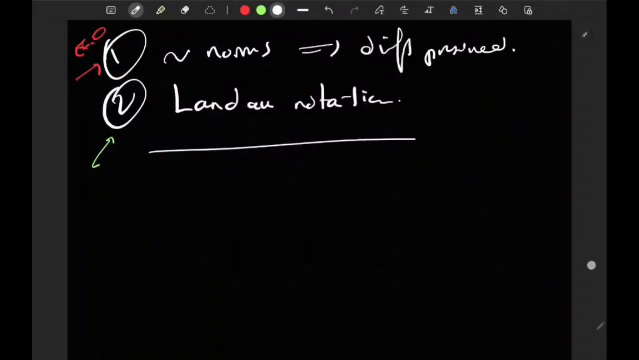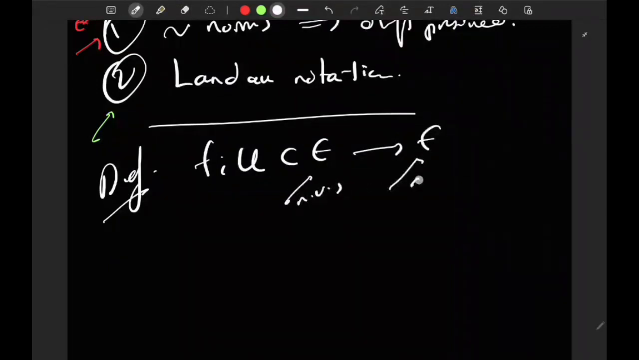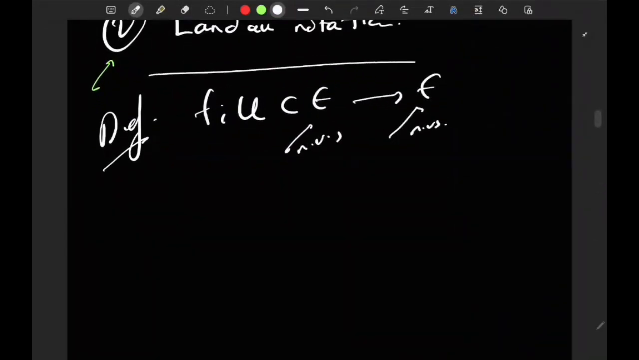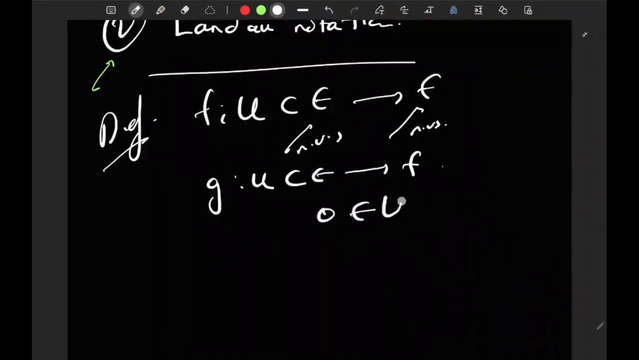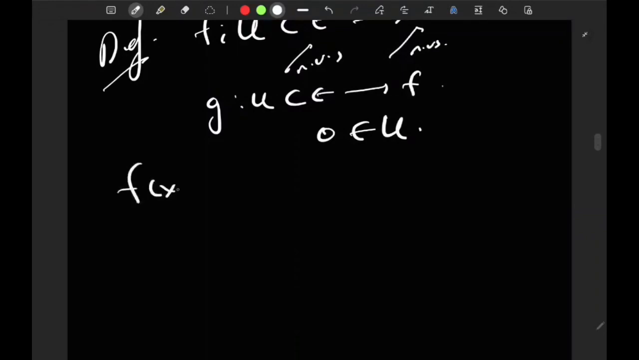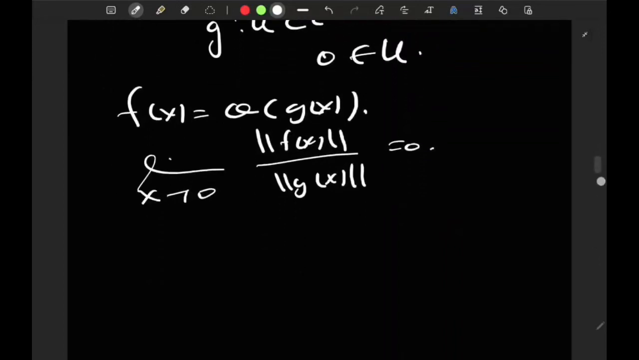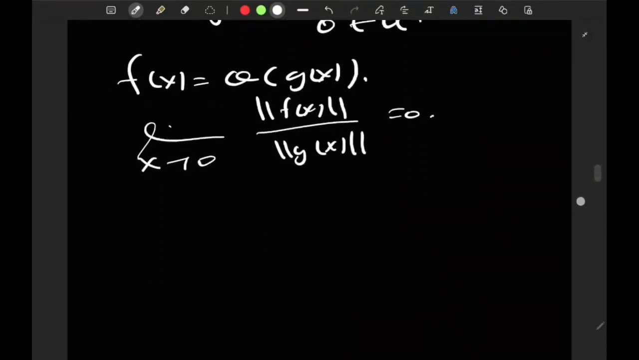So last time, if you remember, we defined this definition. So f is from some open subset U of E into F, normed vector spaces. And let's say you have some other function g as well from U to F. And let's suppose without loss of generality that 0 is an element of U. So I say that f of x equals little o of g of x if it's true that the limit as x goes to 0 of norm f of x divided by norm g of x equals 0. Simple as that.